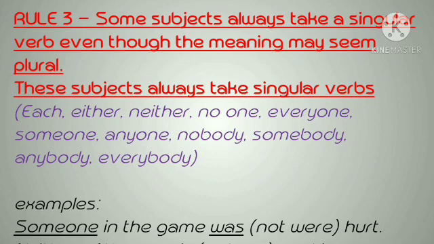Now let's go to rule number 3. Some subjects always take a singular verb even though the meaning may seem plural. This subject always takes singular verb. Each, either, neither, no one, everyone, someone, anyone, nobody, somebody, anybody, everybody. Whenever you see this word as a subject, this is singular. Though they seem to be plural, they are singular.